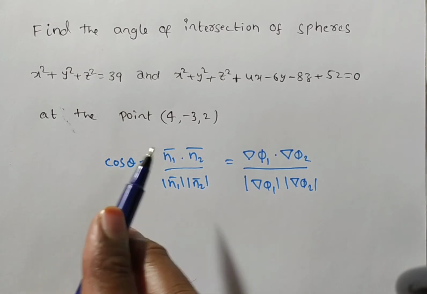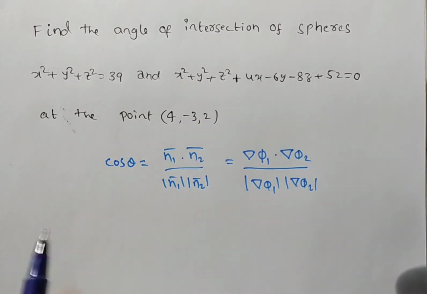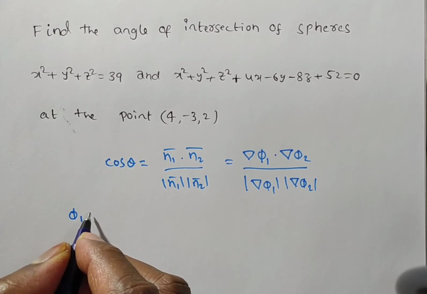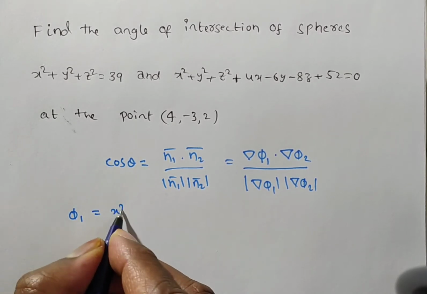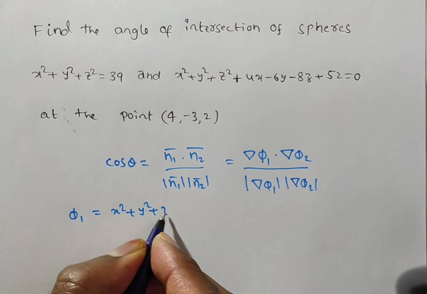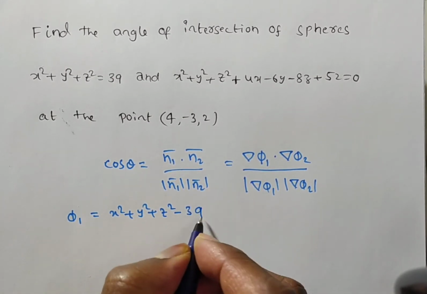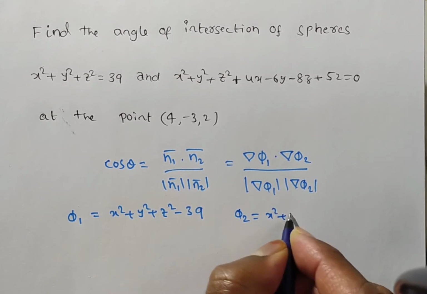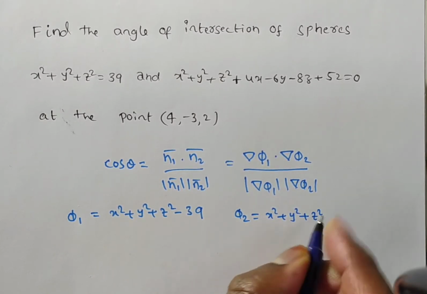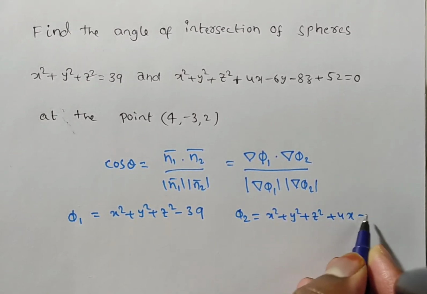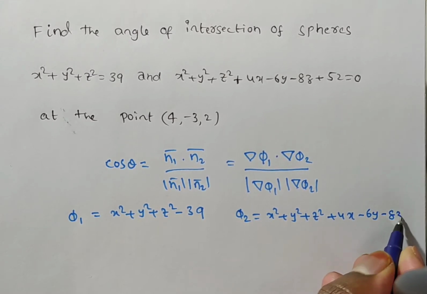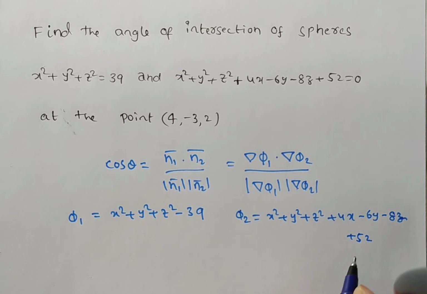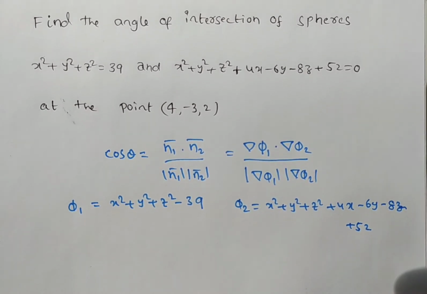So here, first, what are they given? Two surfaces. Let the first surface be π1(x, y, z) = x² + y² + z² − 39. Next, another surface, consider π2, that is x² + y² + z² + 4x − 6y − 8z + 52. Okay, these are the surfaces they are given.